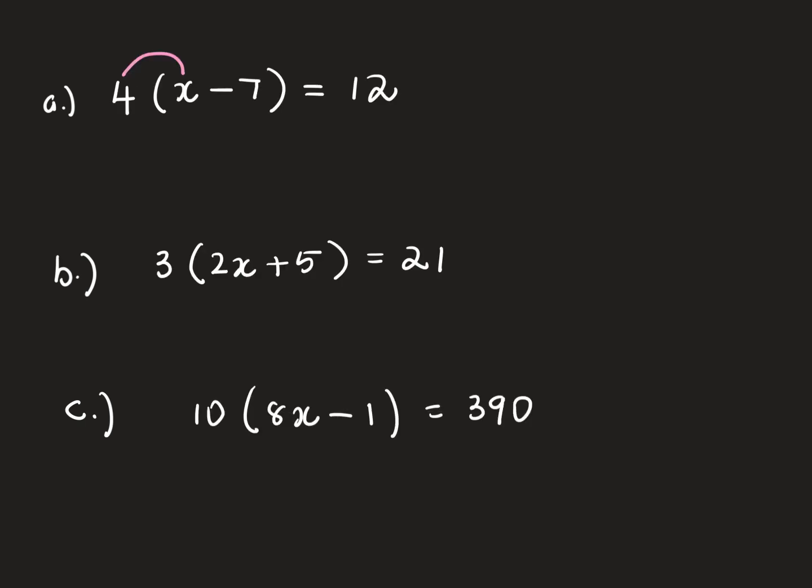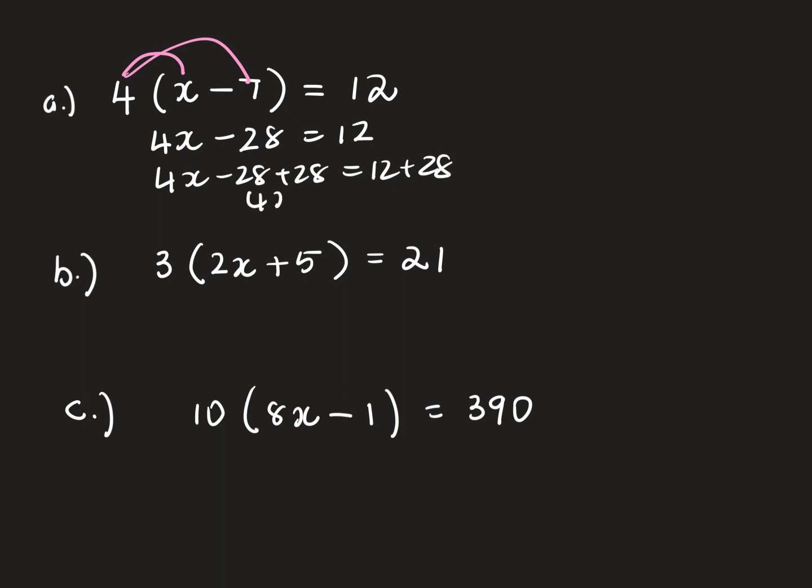Have a go at these ones here. I can tell you that they don't all have whole number answers. Okay, how did you go? First step here, expanding the brackets. 4x equals 40, divide by 4, x is going to equal 10. Next one here, expand the brackets. 6x plus 15 is 21.